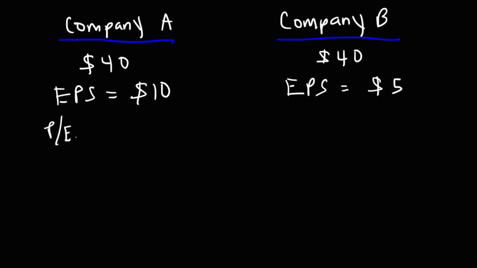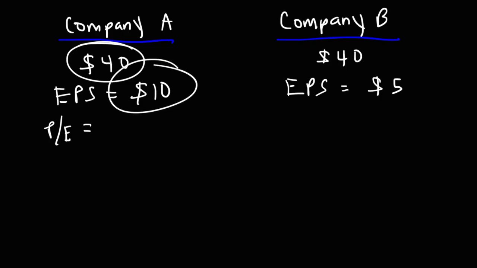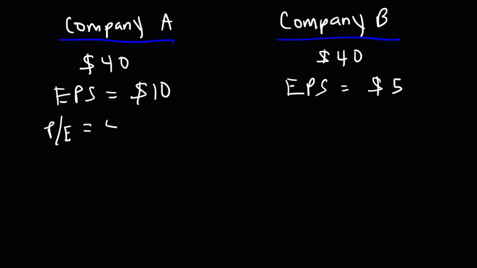So to get the PE ratio for company A, it's going to be the stock price divided by the EPS value. So 40 divided by 10 is 4. So that's going to be the PE ratio for company A.